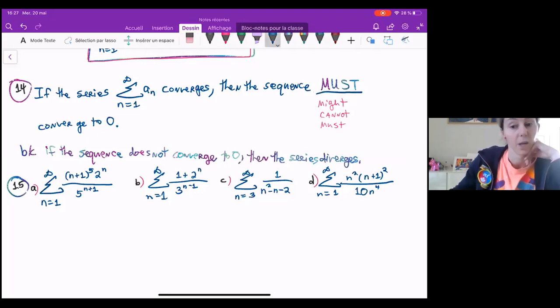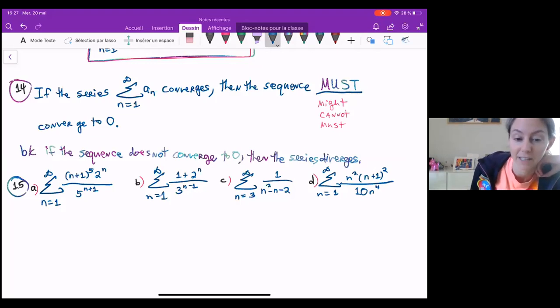Come on, guys. You're going to have a test on this tomorrow. If you're not able to recognize if something is a p-series, you have a lot of work to do before tomorrow. Is A a p-series? So the answer is no, it is not.